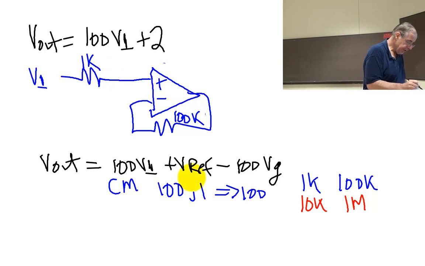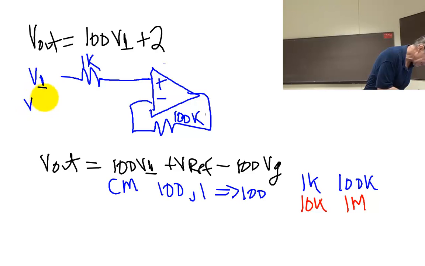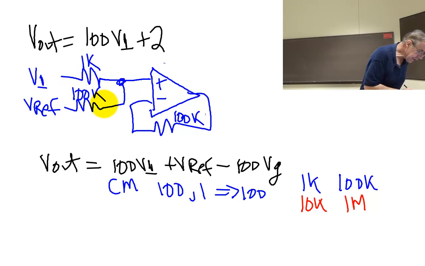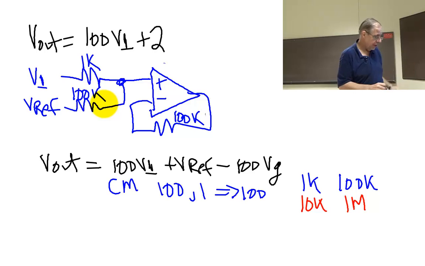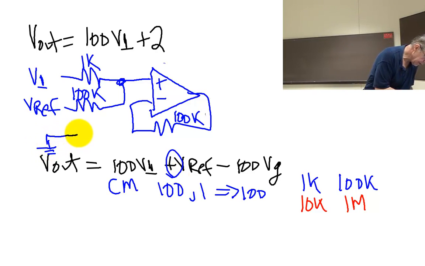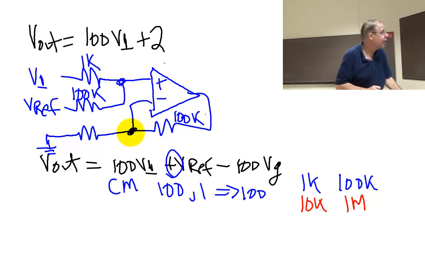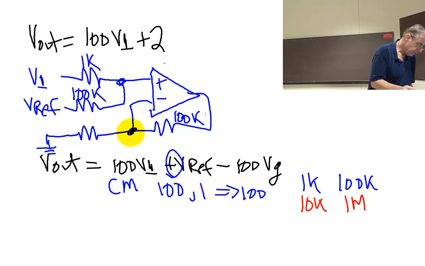The next one is a V reference. What gain do I want for it? 1. And is it positive or negative? It's positive, so I'm going to put it there. And again, the ratio of the resistor on V reference to the feedback resistor is a ratio of 1, so that I can have a gain of 1 right there. I got one more, and I got ground. Ground is ground, but it goes here because it's got a negative 100. And again, I want a ratio of 1 to 100, so there's my 1K.